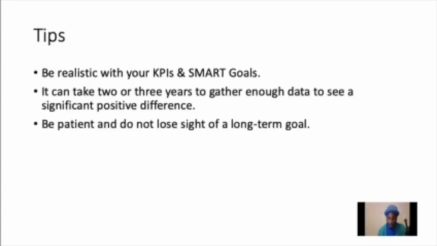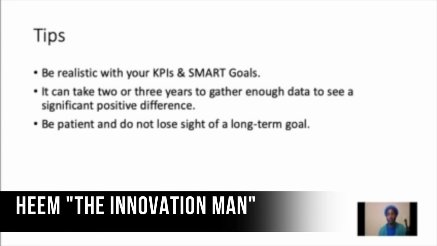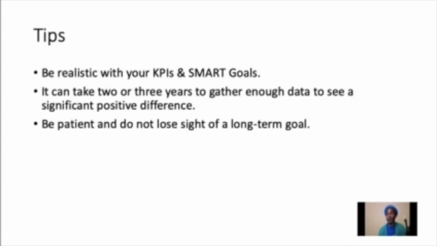All right. So as you're setting these KPIs, here's some tips. As you're setting these KPIs and these SMART goals and creating these data metrics, be realistic with them. Especially for KPIs and SMART goals, it can take a number of years before you can gather enough data to see a significant positive difference with these particular goals. So don't lose sight of what you're trying to achieve. Be patient with your goals, and in order to do so, make sure you're setting something with your KPIs and SMART goals, something that you can achieve with the resources that you have available.